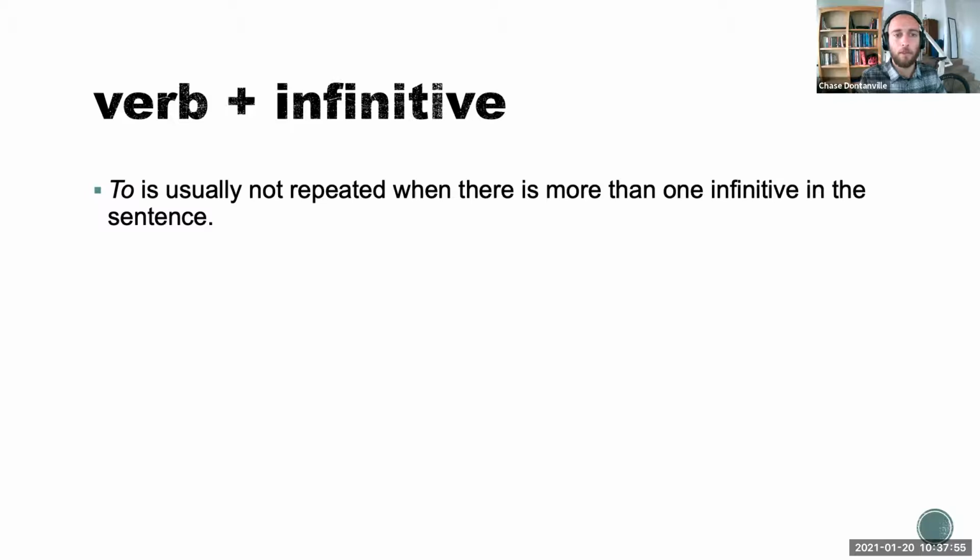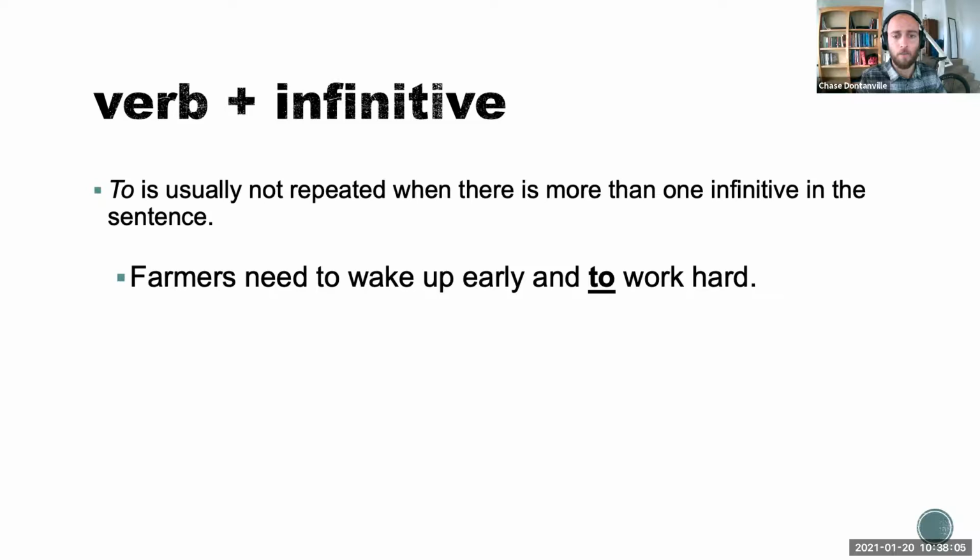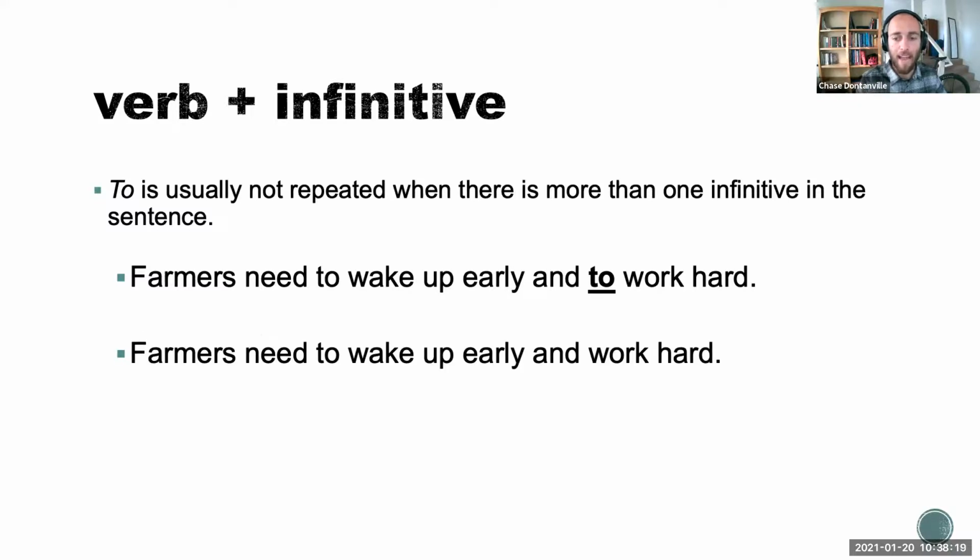Now, to is usually not repeated when there is more than one infinitive in the sentence. So, for example, farmers need to wake up early and to work hard. See the double to: to wake up, to work? We normally only need one to. So it's better to say farmers need to wake up early and work hard. Okay, we only need one to.